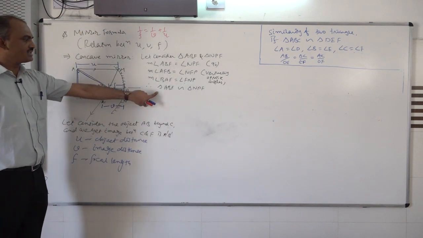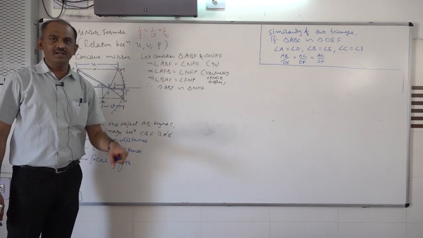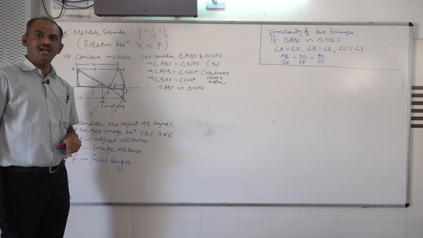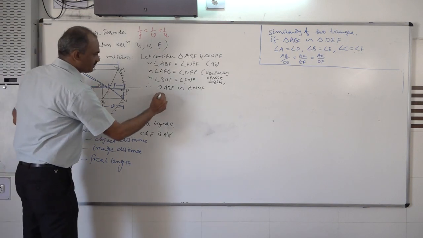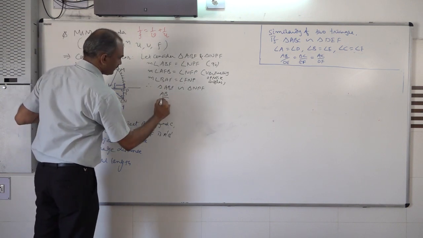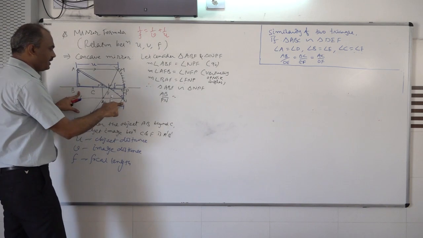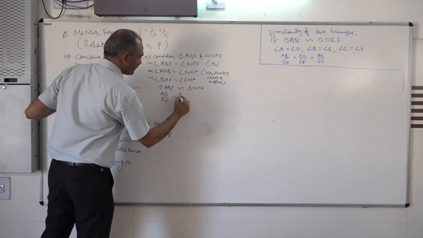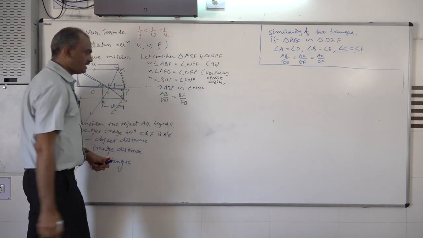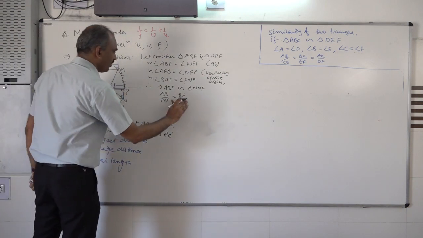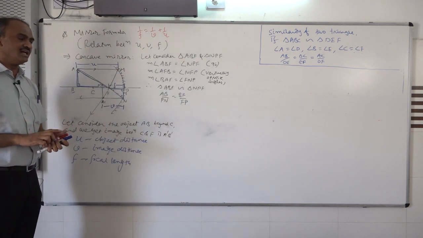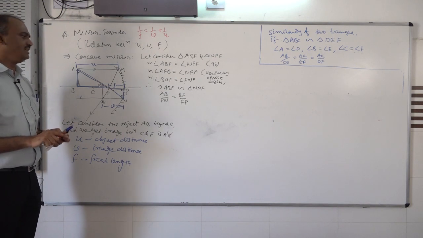If these two triangles are similar, then as per the mathematical rule of similarity, the ratio of corresponding sides is equal. So we can say that AB upon PN equals BF upon FP, which equals BA upon NP. The corresponding sides are equal. Now let us see the value of these.